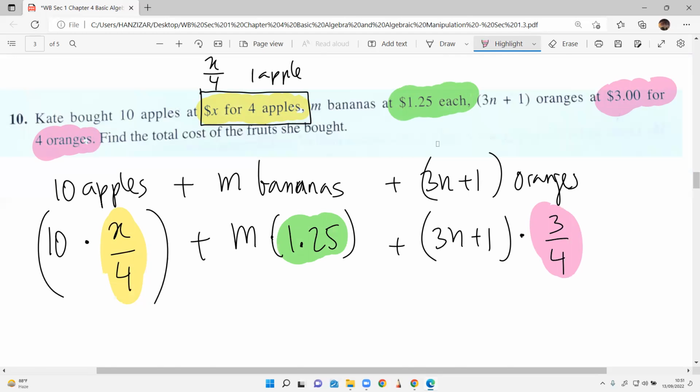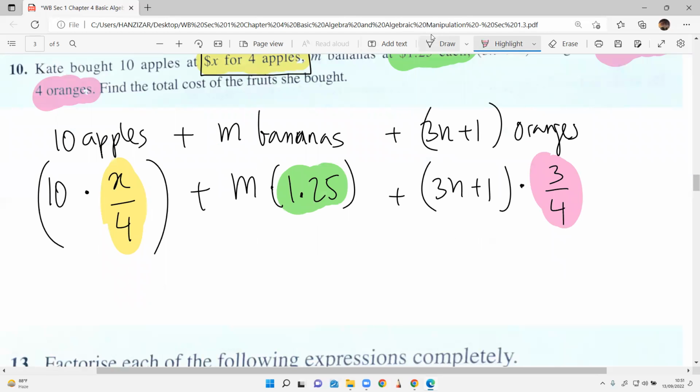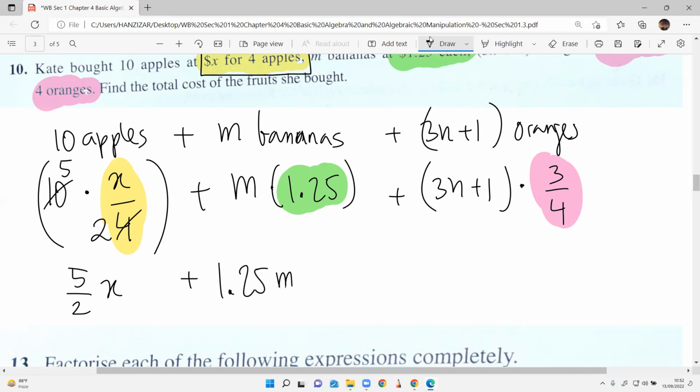Then what can you do next? Try to follow the working. It's the money over the quantity. So for 10 and 4, you divide by 2, divide by 2. So 5 over 2 times x, you can just write like that. Decimal, okay, let it be 1.25m, let the decimal be decimal. If you want to change it into a fraction, that's still okay, 5 over 4, right?